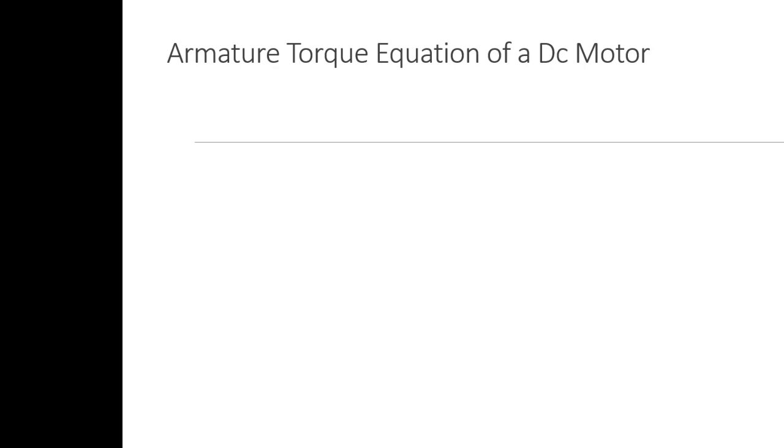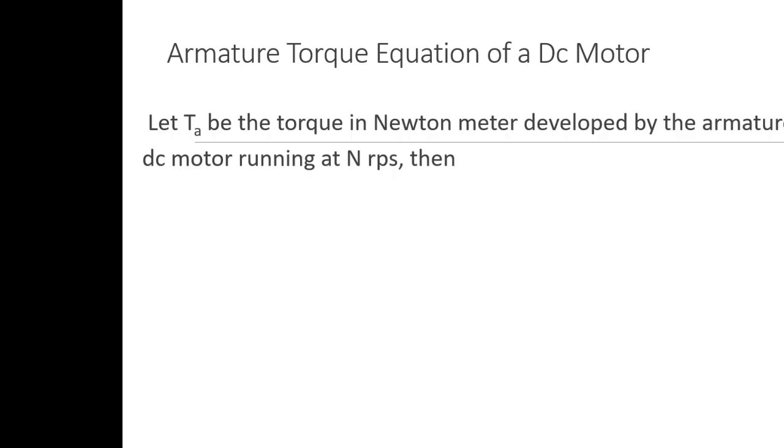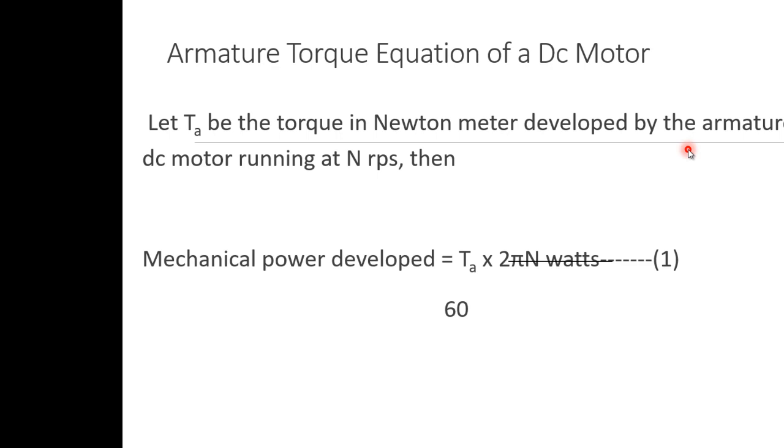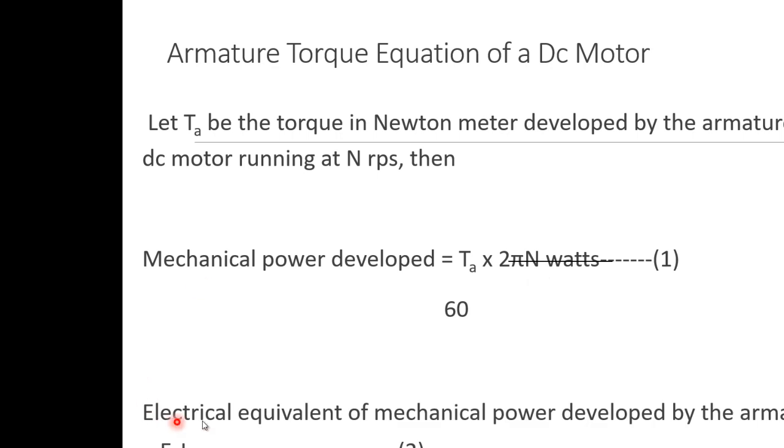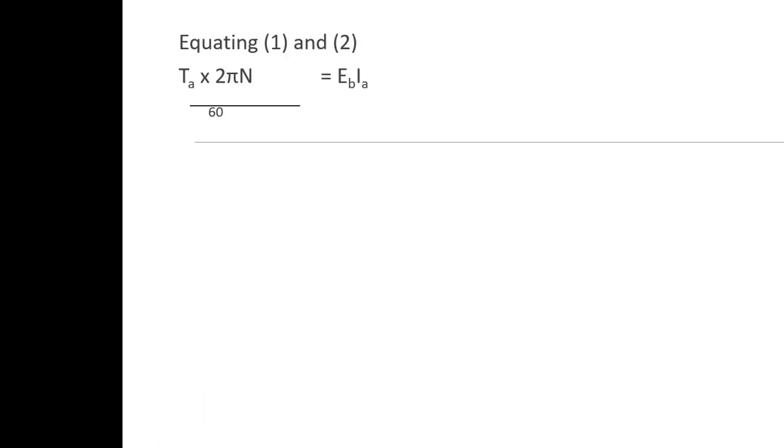So the armature torque equation of a DC motor: let Ta be the torque in newton meters developed by the armature of a DC motor running at n RPS. Then the mechanical power developed is equal to Ta, the armature torque, into 2 pi n by 60. And the electrical equivalent of the mechanical power developed by the armature is equal to Eb into Ia. From equations 1 and 2, we can equate them because both are equal. This is the mechanical power, this is the electrical equivalent. So Ta into 2 pi n by 60 is equal to Eb into Ia.